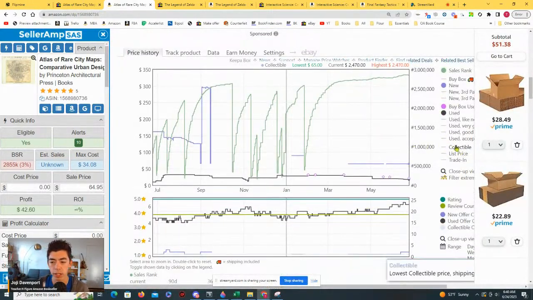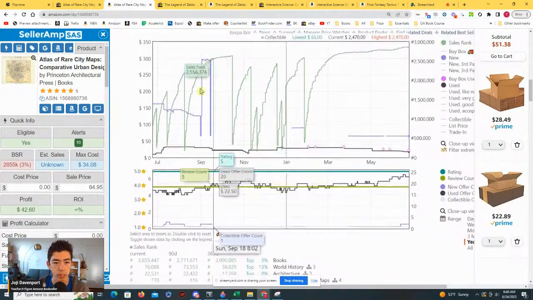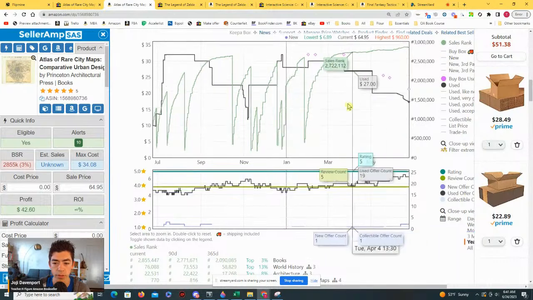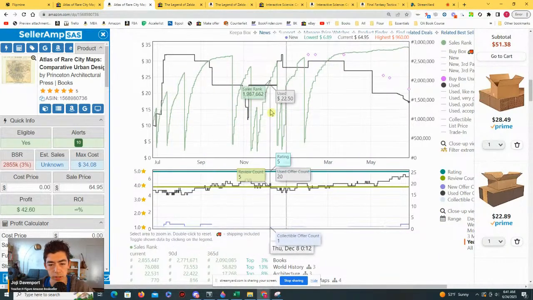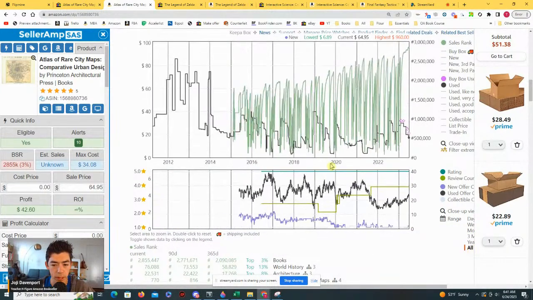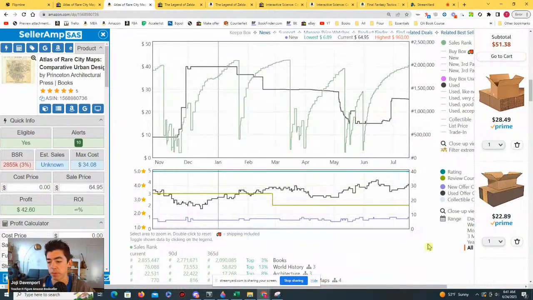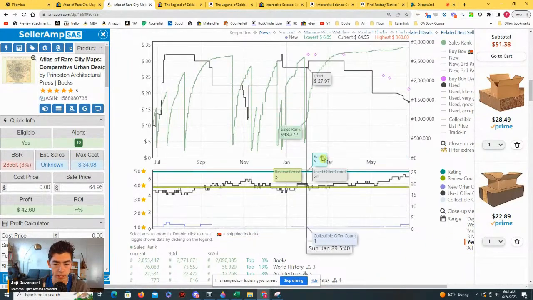So we're going to get rid of the collectible offer so this looks a little bit better. And also the new offers are a bit high as well, so we're going to get rid of the new offers. This looks a little bit better. So this book is selling basically at around 20 bucks. It can go as low as a couple dollars, but the most that this book has probably sold for is maybe up to $40. But generally, this is probably worth right around 20, 25 bucks.